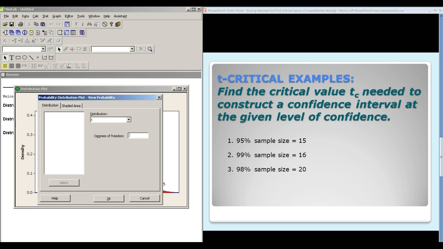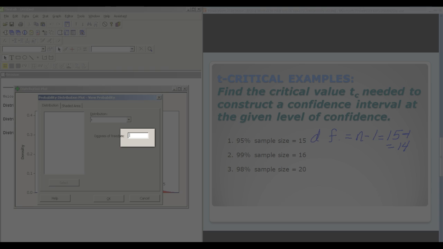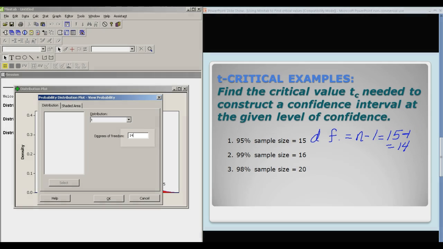So now it wants to know your degrees of freedom. So if you recall, degrees of freedom are calculated by taking your sample size minus 1. So degrees of freedom equal n minus 1. So it's going to be 15 minus 1. So my degrees of freedom here on the first one are 14. So I'm going to enter in 14 here for my first one.